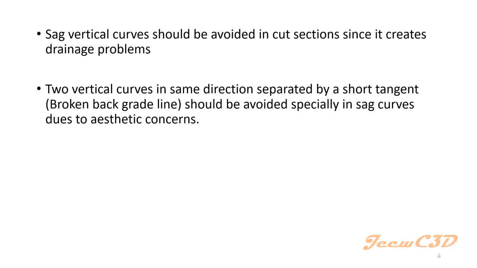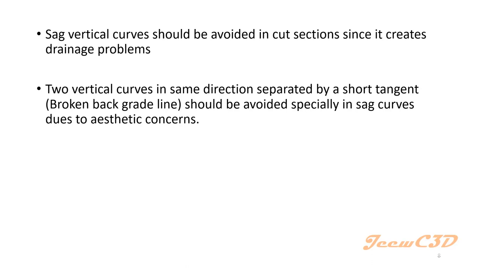Since there is a cut section, you have to put more effort to remove the water out of the cut section, because if there is a fill section, water will automatically drain out through the fill section, because the road is at a higher level and the natural ground is at a lower level. But in a cut section, the road is at a lower level and the natural ground is at a higher level, so it is hard to drain out the water. So you have to avoid sag vertical curves in cut sections.